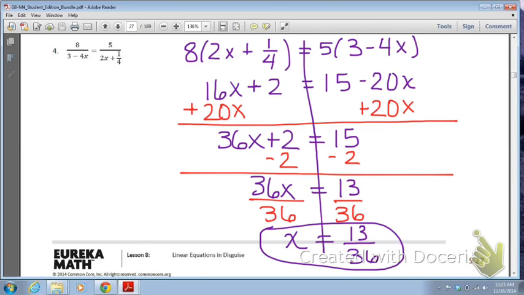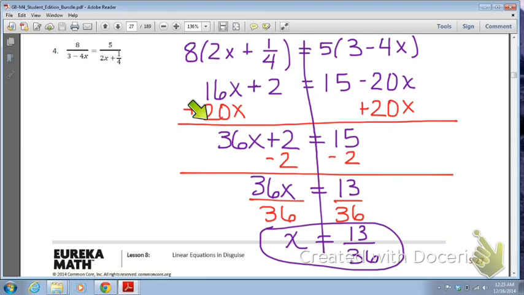Okay, so here's the worked out solution for exercise 4. So we started with, again, the cross products here, and using the distributive property, we end up with 16x plus 2 equals 15 minus 20x. And that's just multiplying each of these terms into these parentheses. Okay, so at this stage, I decided that the easiest thing to do would be to add the 20x. So I did it, add 20x to both sides. So adding the 20x and the 16x, I get 36x.